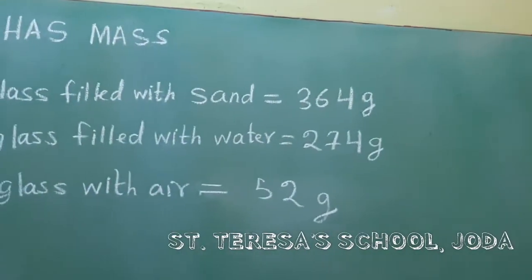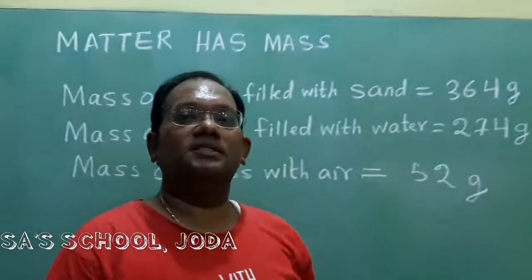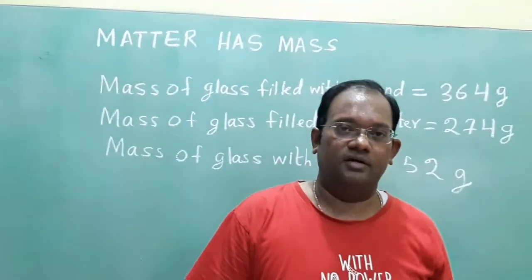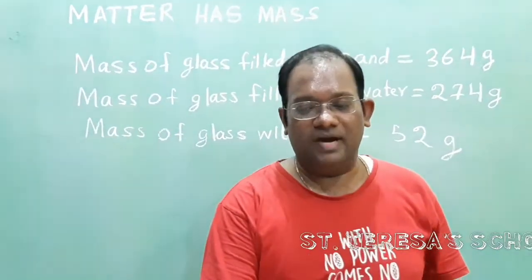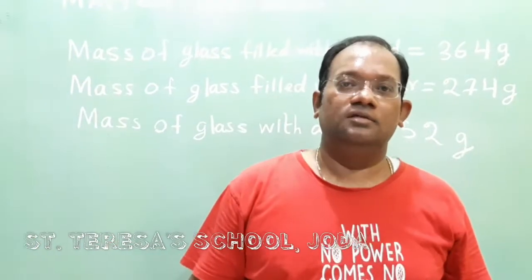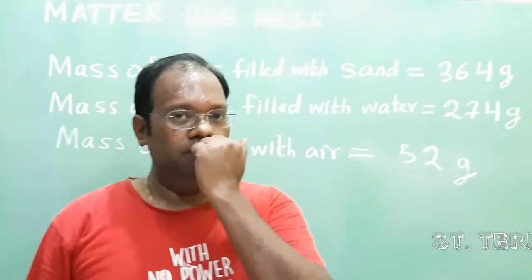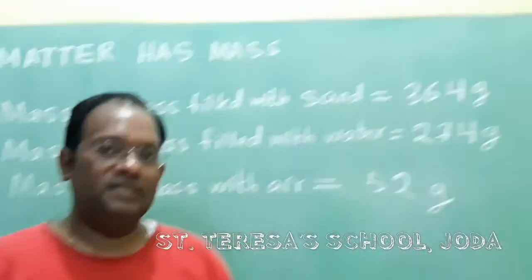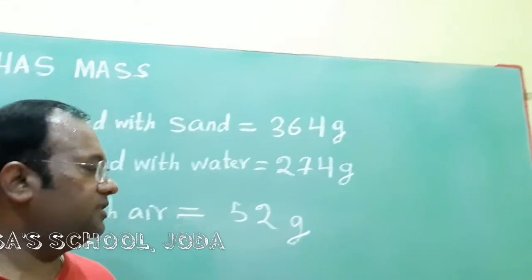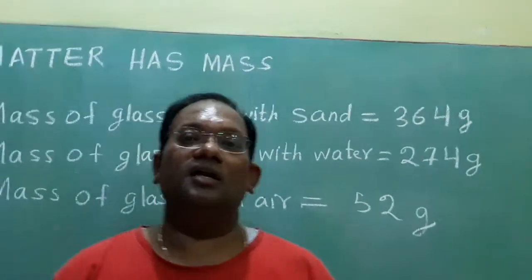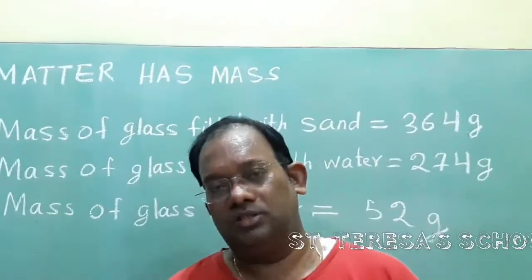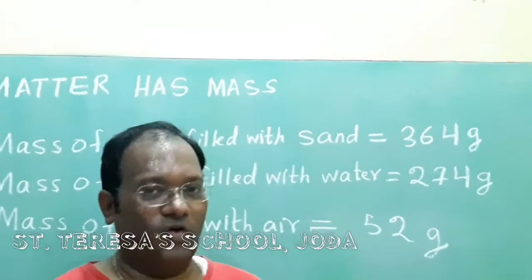In all these three cases, why are the masses different? Because different matter has different mass. The mass of the sand, that is the solid, is maximum. The mass of water is less than that of solid, and the air has the least mass. This shows that matter has got mass.